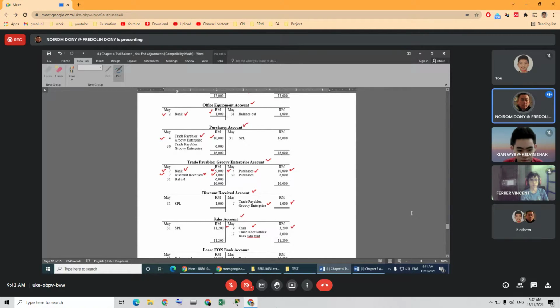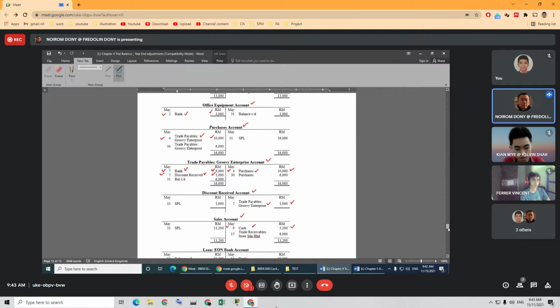The other transaction says, what was it? All the sales proceeds will be banked the next day. All the proceeds will be banked the next day.